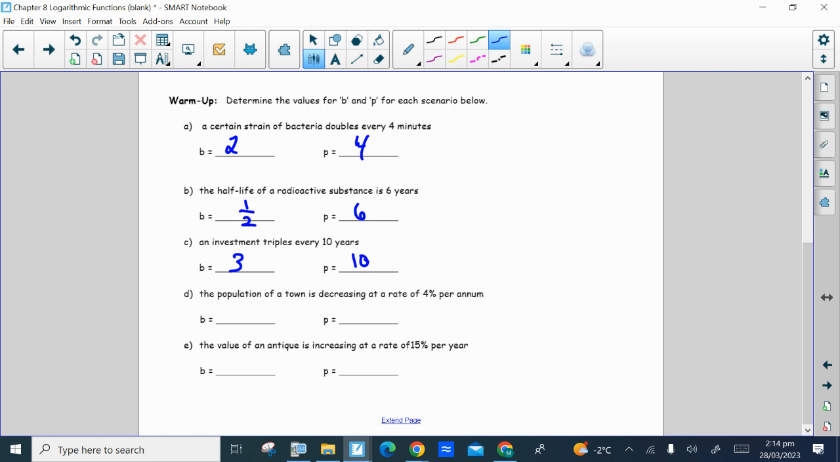Population of a town is decreasing at a rate of 4% per annum, which means per year, so B would now be 0.96. If it's decreasing by 4%, that means it maintains 96% of its population. And then you have to change that to a decimal. And that happens every year, so your growth period is every 1 year. If the value of an antique is increasing at a rate of 15% per year, so that's 100% plus 15% more, that's 1.15 is your growth rate. And that happens every year, so your growth period, once again, would be every 1 year. All right?